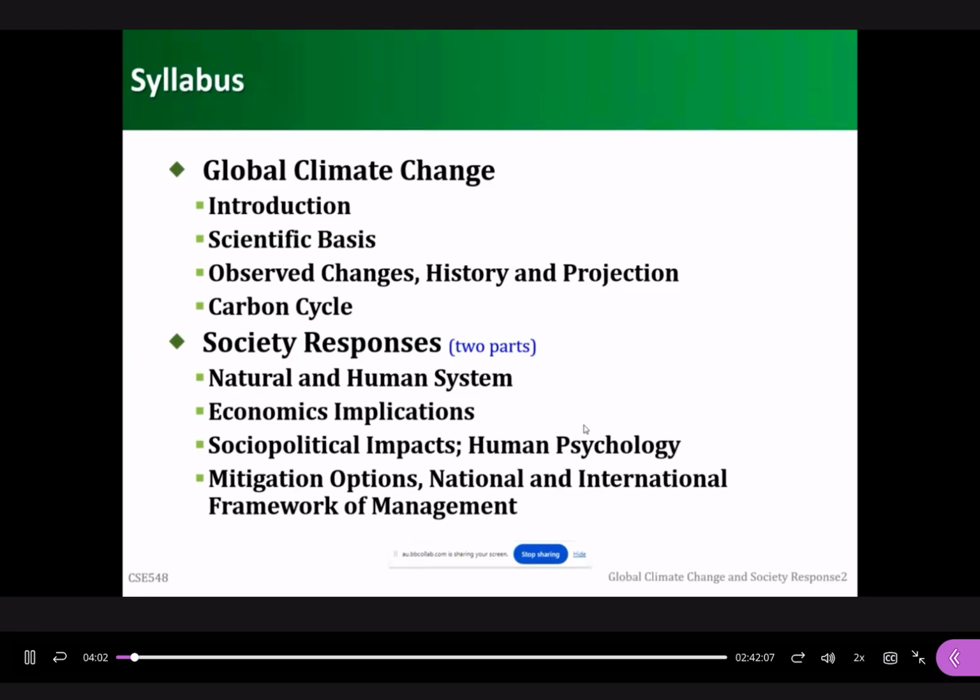Then we will talk about the economic implications, which is to consider the cost and the benefit of climate change. And then the social political impacts. This is the large scale impact in the future if climate change continues to increase. And then human psychology, which is to analyze why we are slow to respond to climate change. It's mainly about the reasons.